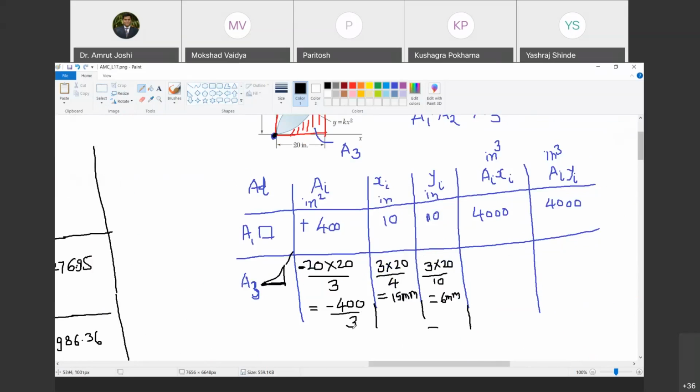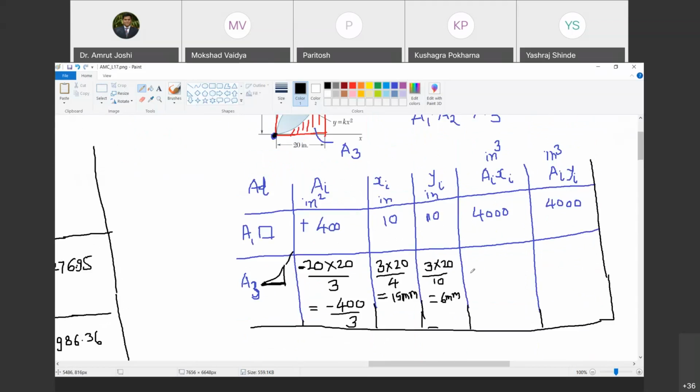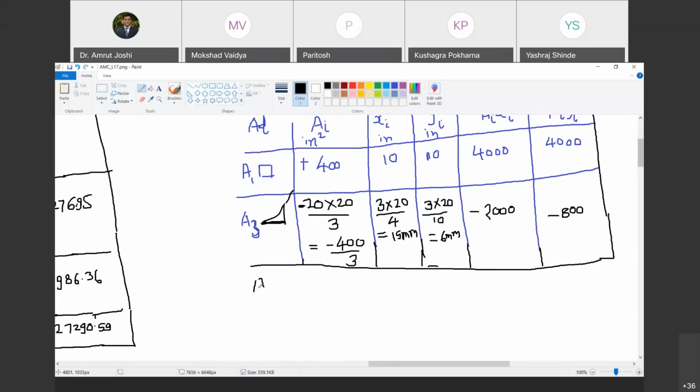So now quickly tell me the other two quantities. We will venture another 5 minutes into the lecture, but let us finish this. Let us not keep this pending. Tell me. Ai xi is minus 2000, and Ai yi is minus 800. Minus 800. Correct? Yes, sir. Now let us look at A2.